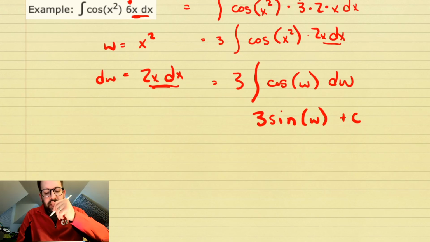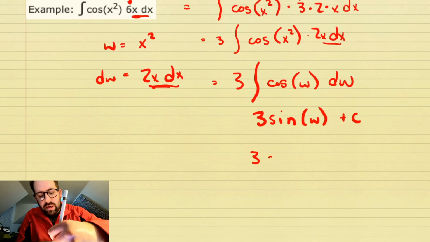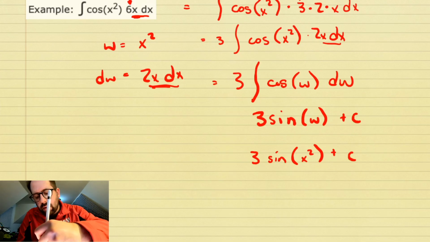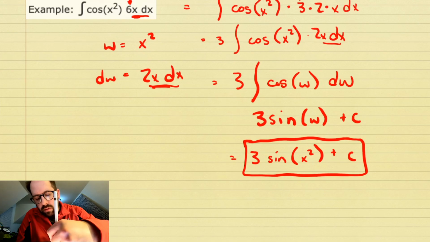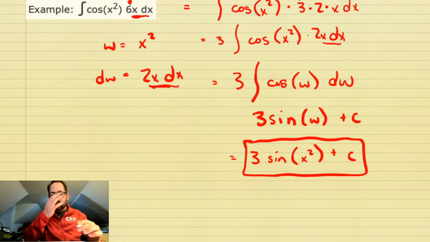Alright, so we're not done yet. This is my antiderivative, and then I'm going to need to substitute out the w. So the w that I took out earlier was x squared. And there you go. This is the final answer. If you take the derivative of this, it would go right back to the original problem we started with.